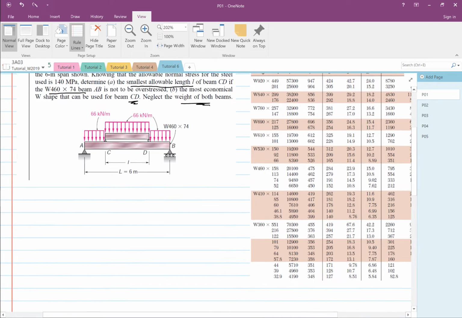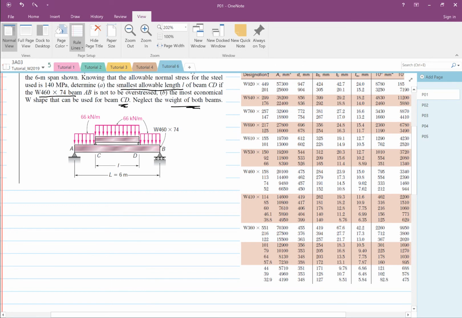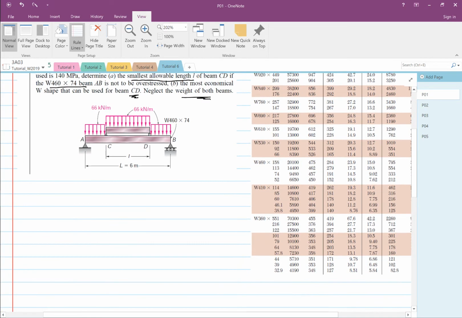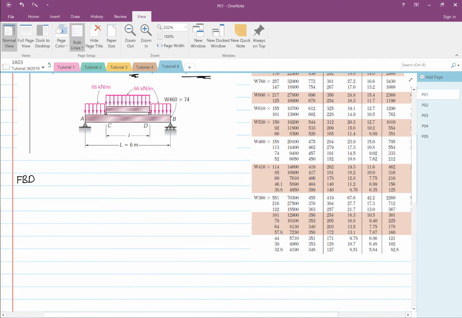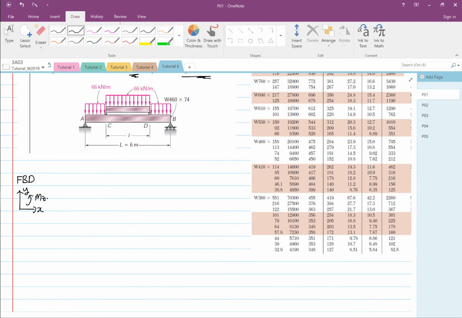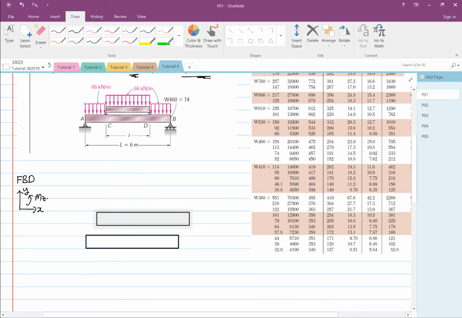So the first thing we do is sketch our free body diagrams. We sketch our FBD. Then we have our X, and this is our Y, moment about Z. Then we're going to sketch our free body diagram first. Now this is a two free body diagram, so we have two sections. This is the top part.